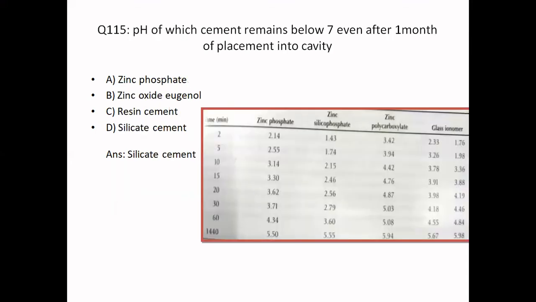pH of wet cement remains below 7 even after 1 month of placement into the oral cavity. Is it zinc phosphate, is it zinc eugenol, is it resin cement, or is it silicate cement? Now the answer to this is your silicate cement, whereas all other cements are more than 7 after 1 month. They become more alkaline.